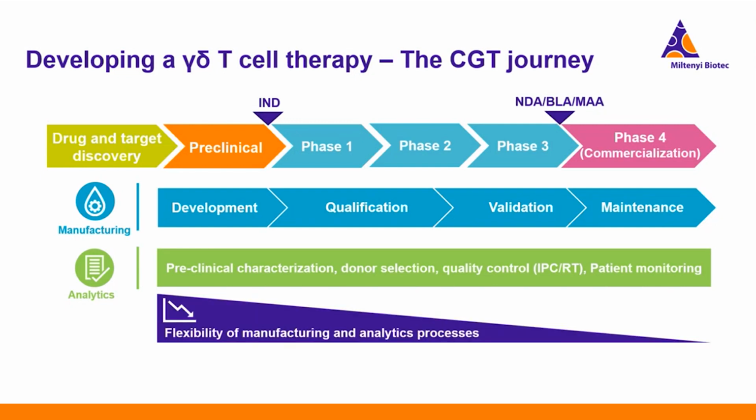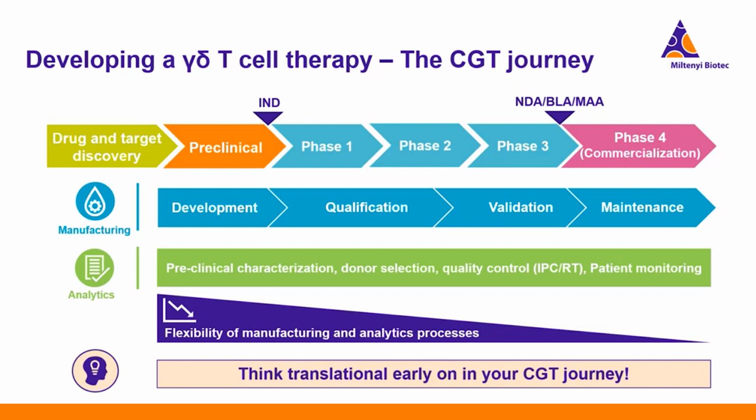And the point here is that the more the cell therapy advances through these phases, the less flexibility and room for change there is in the manufacturing and analytical processes. Therefore, it is very important to think early on in your development process, think translational, on how you want to establish your manufacturing and analytical processes, particularly within the preclinical phase, to avoid having to perform requalifications and revalidations of your processes.